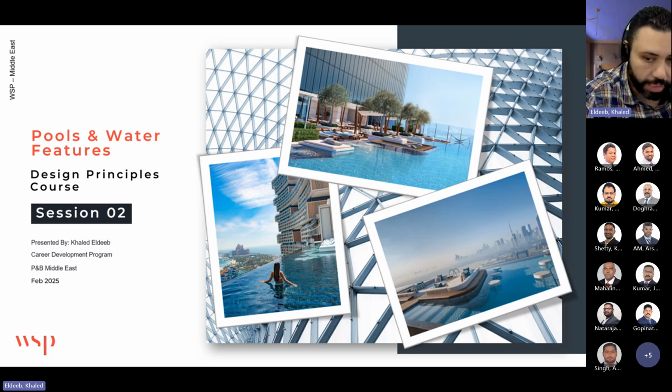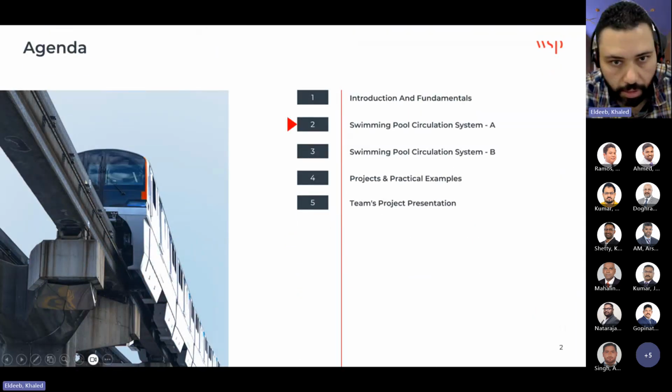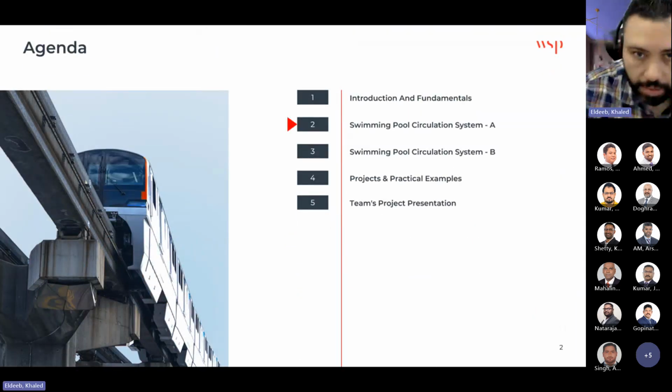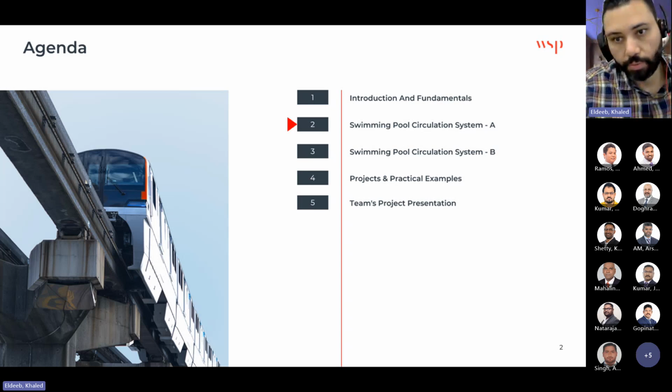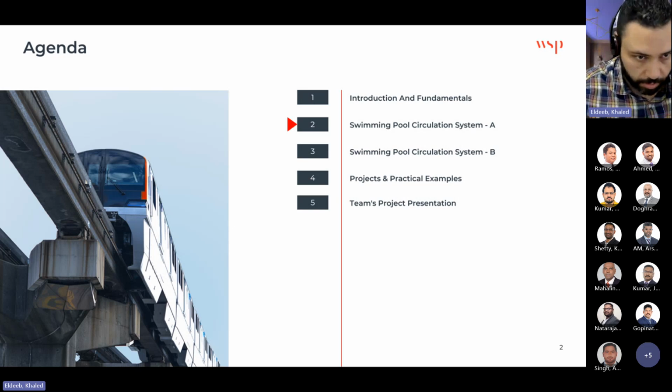Okay, so let's start. As usual, the agenda is our main reference to see how we progress in this course. So today's topic is the swimming pool circulation system. As we see here, we are in session 2. We have 5 sessions, the total number of sessions for this course.